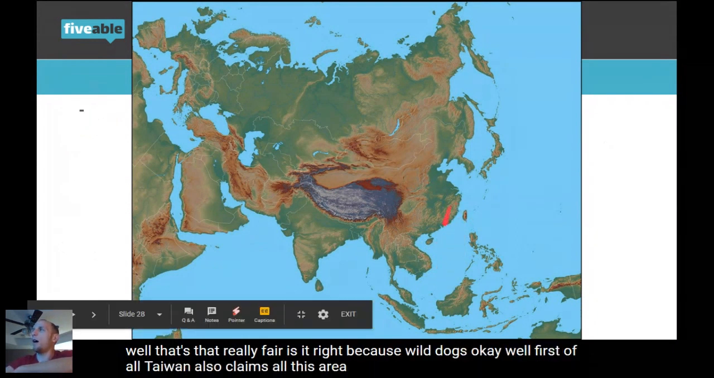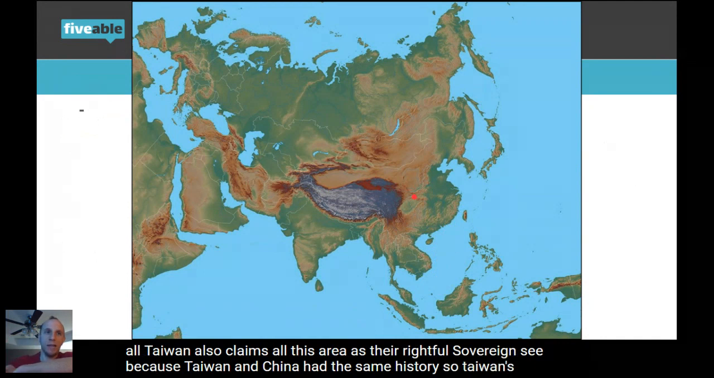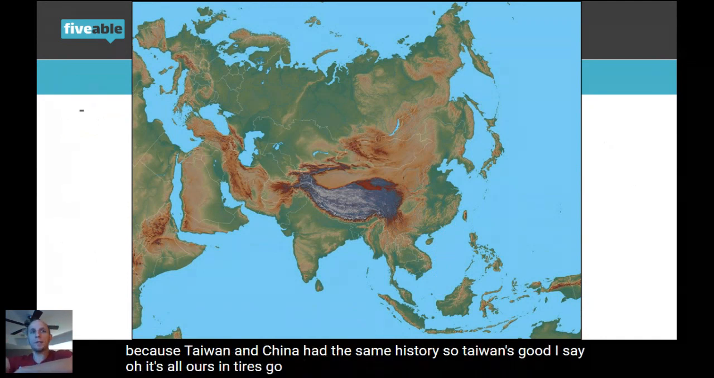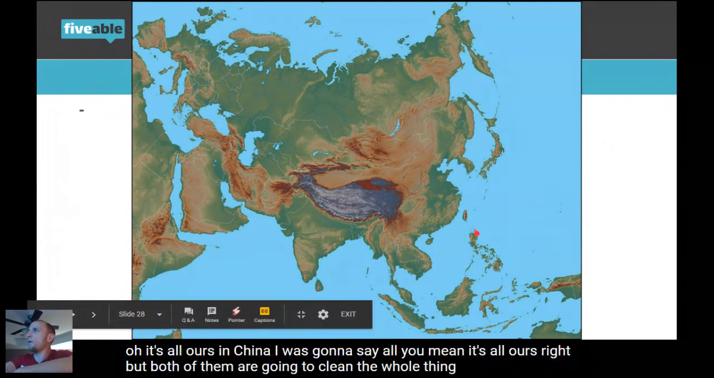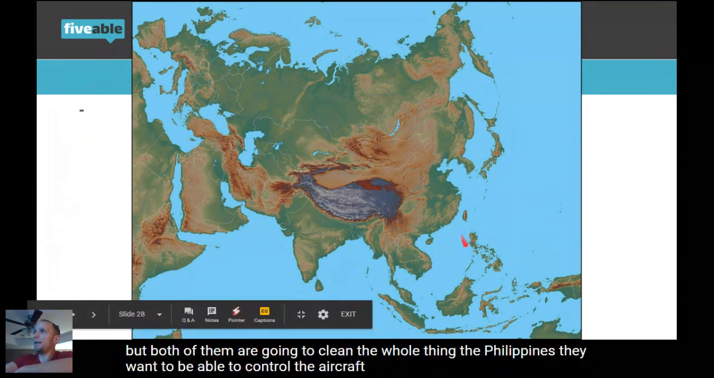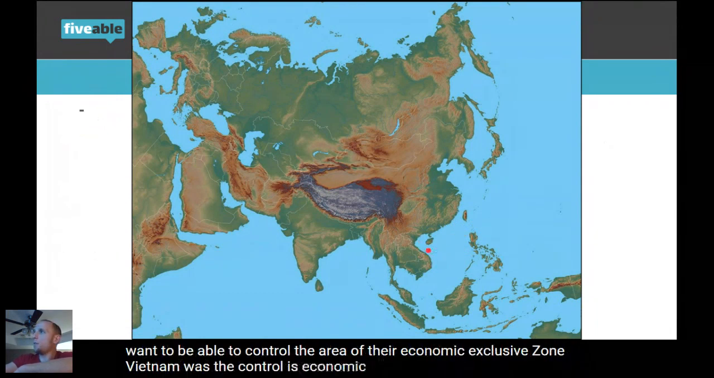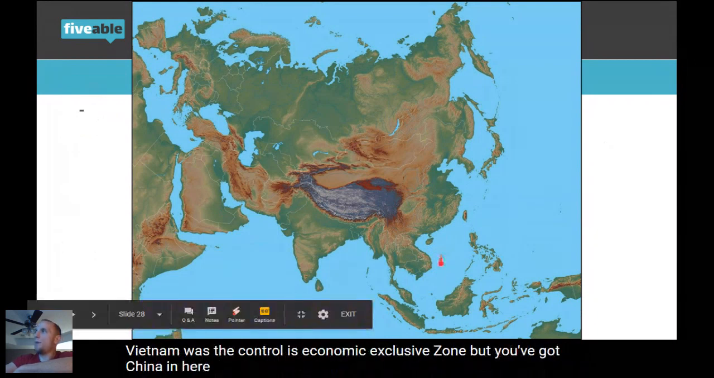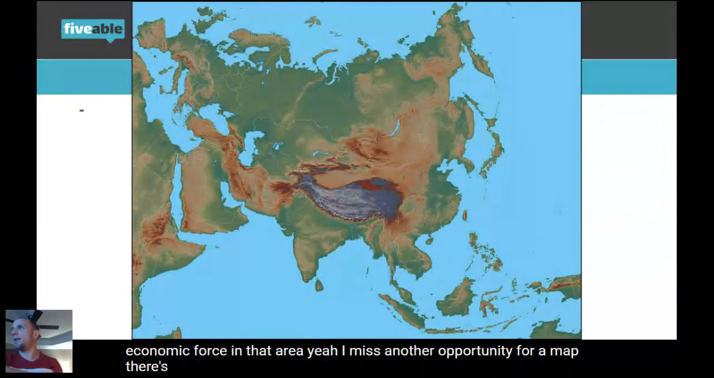Well, first of all, Taiwan also claims all this area as their rightful sovereign sea, because Taiwan and China have the same history. So Taiwan's gonna say, "Oh, it's all ours," and China's gonna say, "Oh, you mean it's all ours, right?" But both of them are gonna claim the whole thing. The Philippines want to be able to control the area of their exclusive economic zone. Vietnam wants to control its exclusive economic zone. But you've got China in here doing all sorts of stuff to try to exert their political and economic force in that area.